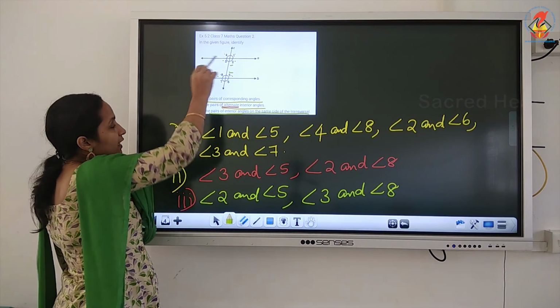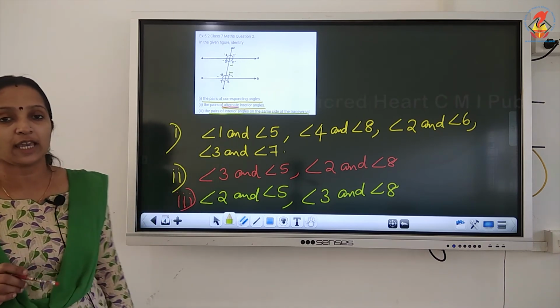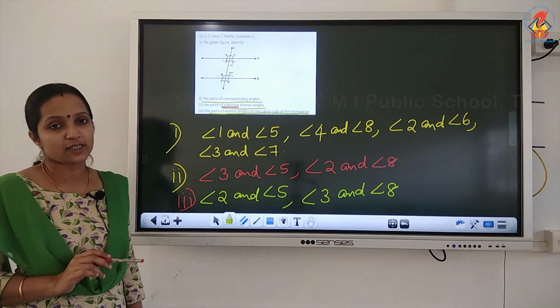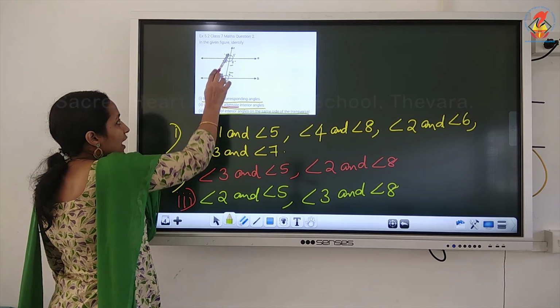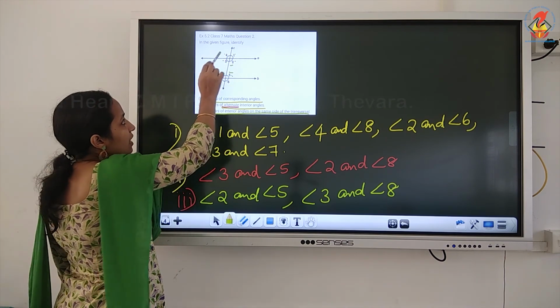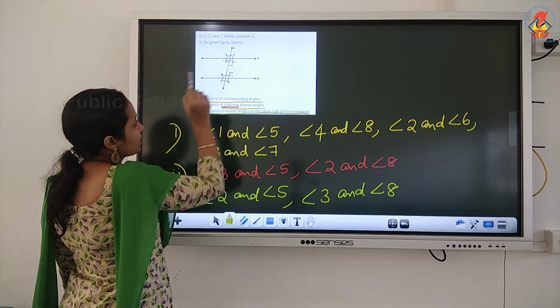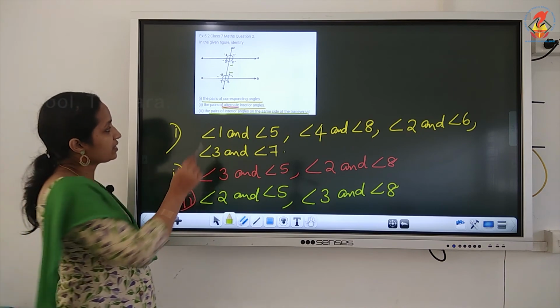We already learned corresponding angles, alternate interior angles and interior angles on the same side of the transversal. Okay, just write down the angles this way. I hope this answer is clear. Corresponding angles means angle 1, angle 5 corresponding angles, angle 4, angle 8 corresponding angles, angle 2, angle 6 corresponding angles, angle 3 and angle 7 are corresponding angles.